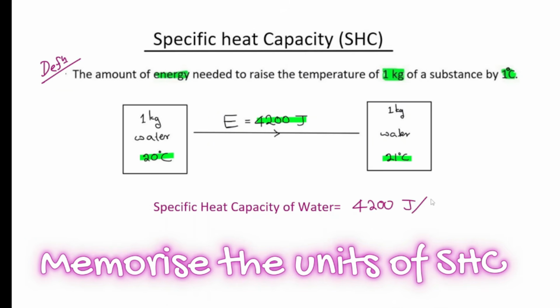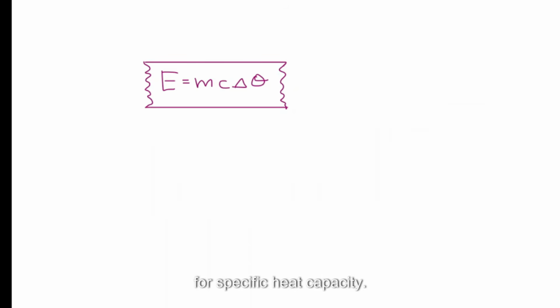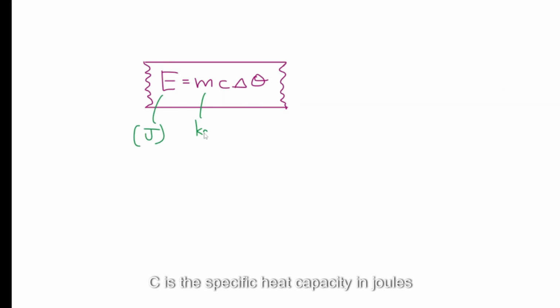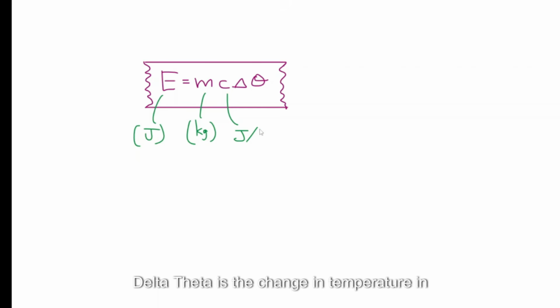Here's the formula for specific heat capacity. E is the amount of energy measured in joules. M is the mass in kilograms. C is the specific heat capacity in joules per kilogram degree Celsius. Delta theta is the change in temperature in degrees Celsius. This whole thing together stands for the change in temperature.